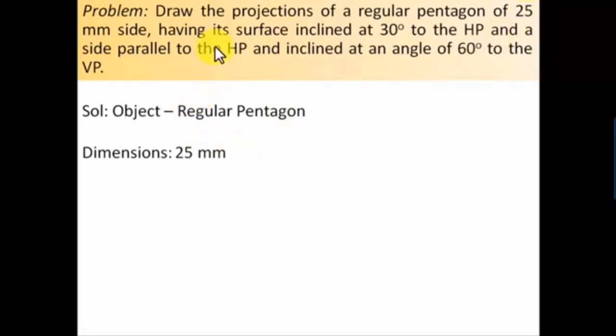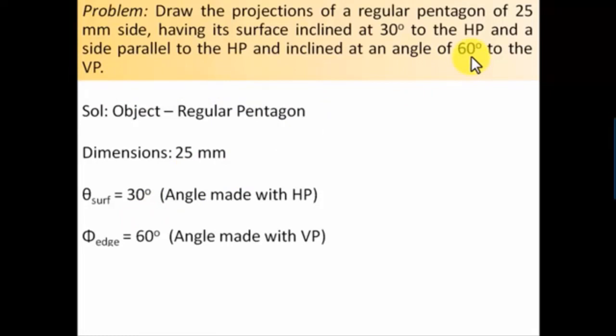If you read carefully, the surface is inclined at 30 degrees to the HP. Now, if there is something which is inclined to the HP, we denote that by theta, and theta is for surface. So theta surface is equal to 30 degrees. Now there is one more condition which says that the side is parallel to HP and inclined at an angle of 60 degrees to the VP. So any inclination with respect to VP is denoted by phi. Phi side or phi edge is equal to 60 degrees.